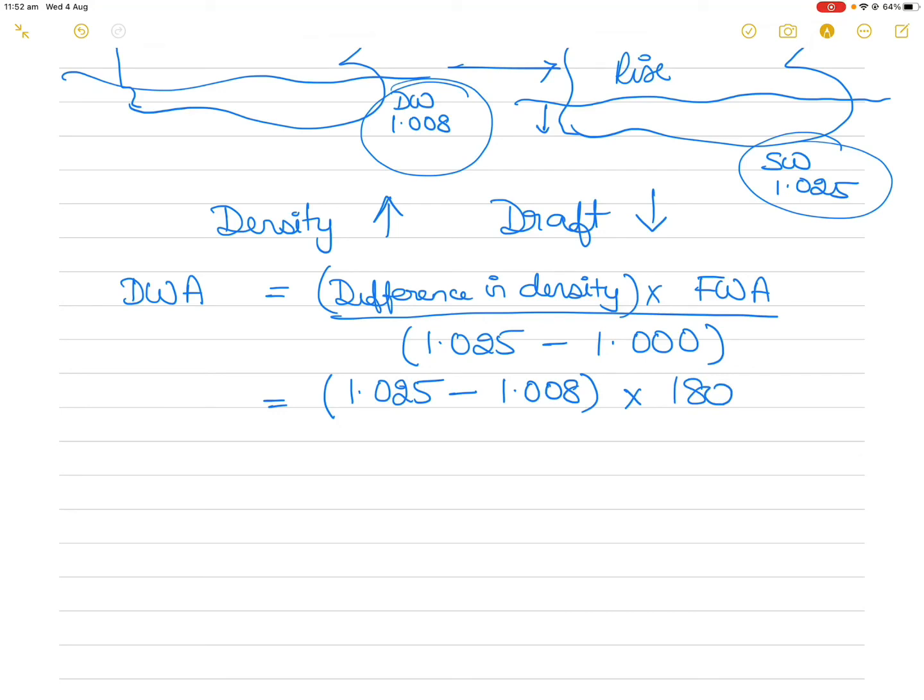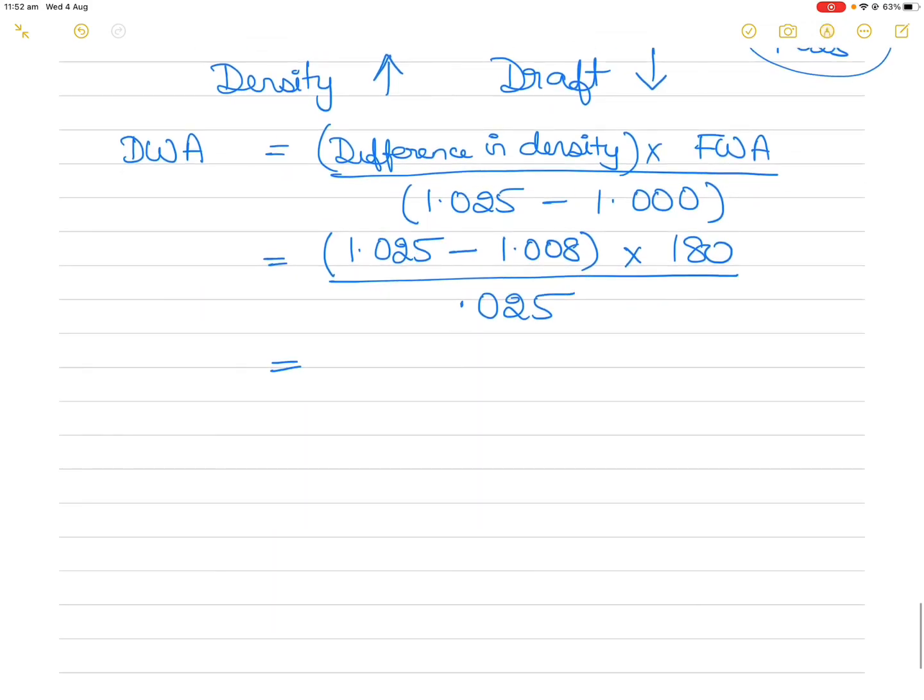Now remember, if you are putting millimeter, then the answer you will get is also going to be in millimeter. You will have to convert it to either centimeters or meter, depending on what you want to figure out. And then 1.025 minus 1 is 0.025. Put the values in the calculator, and what you will get is 122.4 millimeter. Because I used millimeter here, I get millimeter here. If I had converted 180 to centimeters, the answer would have been in centimeters. Now this is the dock water allowance.